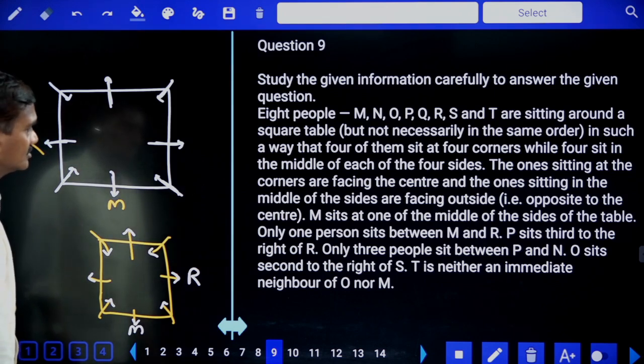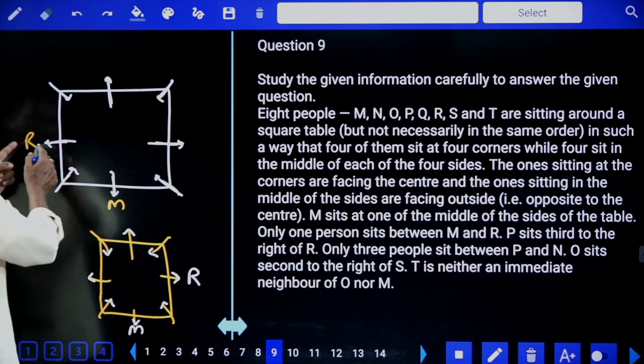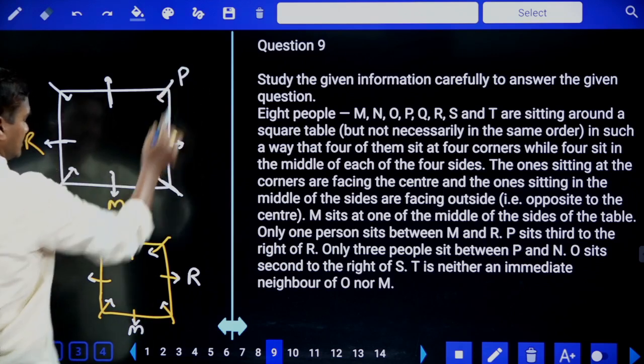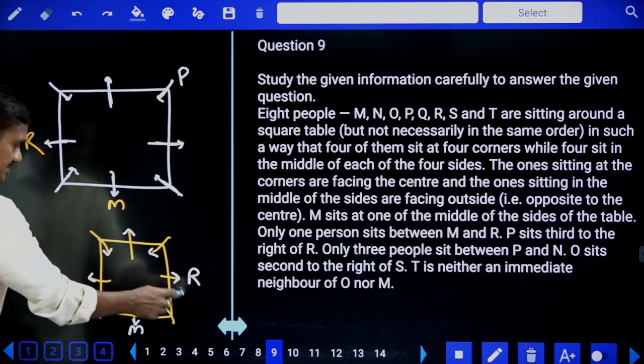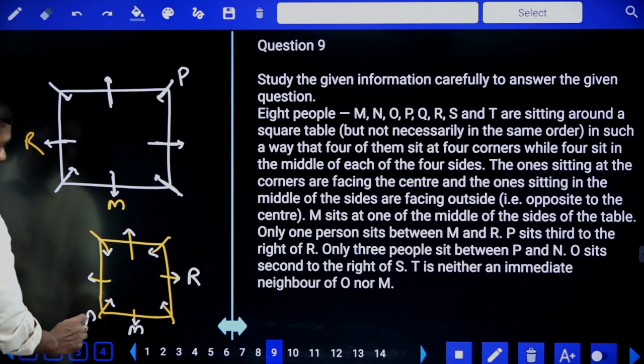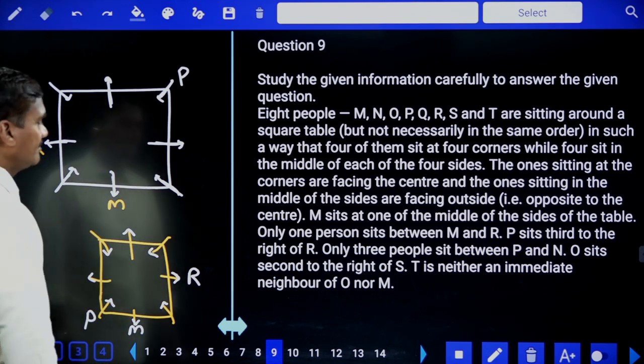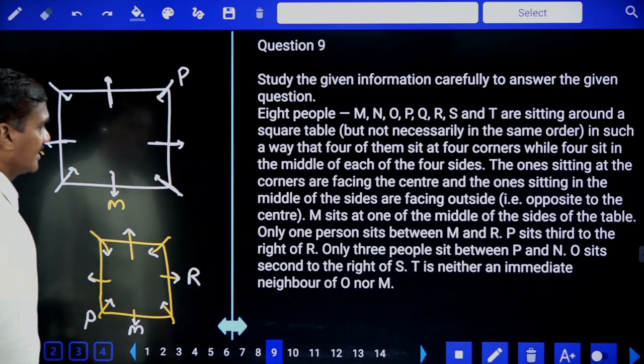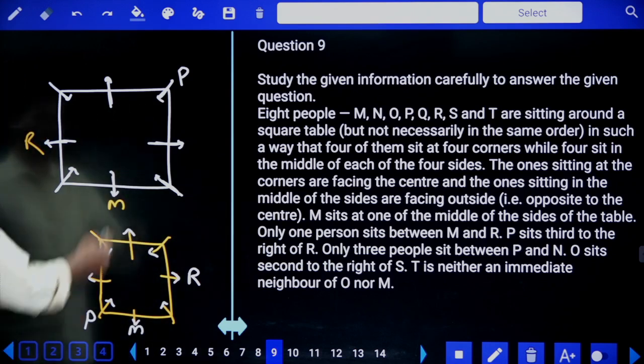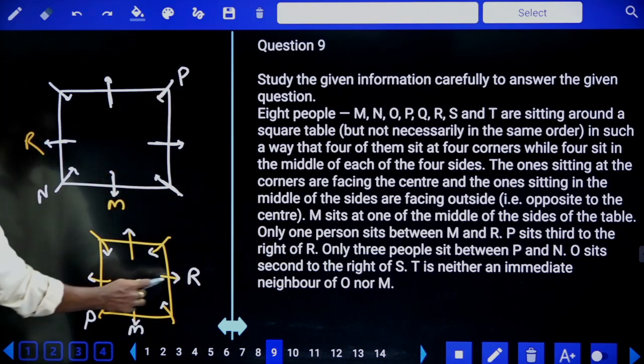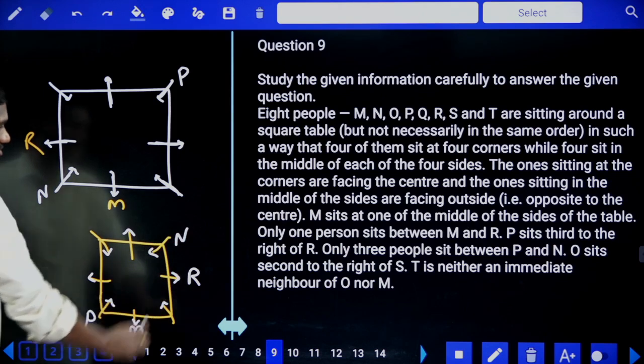And P sits out to the right of R. R ఇక్కడ ఉన్నాడు కాబట్టి away from the center, P sits out to the right. Now R is here away from the center, right hand side. P sits out to the right of R, and only 3 people between P and N. 3 people is nothing but opposite to each other, and 3 people between P and N opposite to each other.